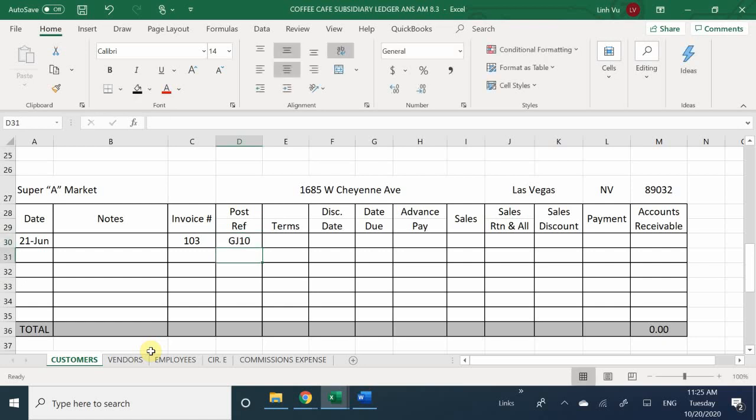General Journal 10. Was there terms given? Did you want to put anything in under notes? You don't have to. I'd rather not, I do not know. Okay, that's fine. Terms? 1%, 10, net 20.